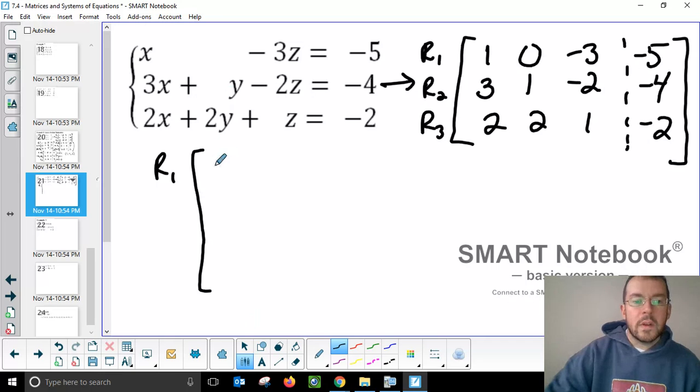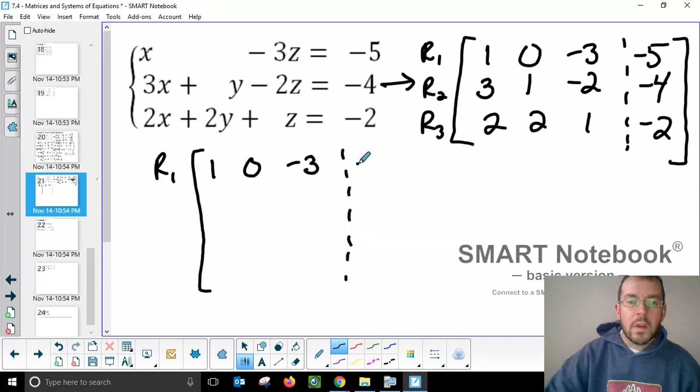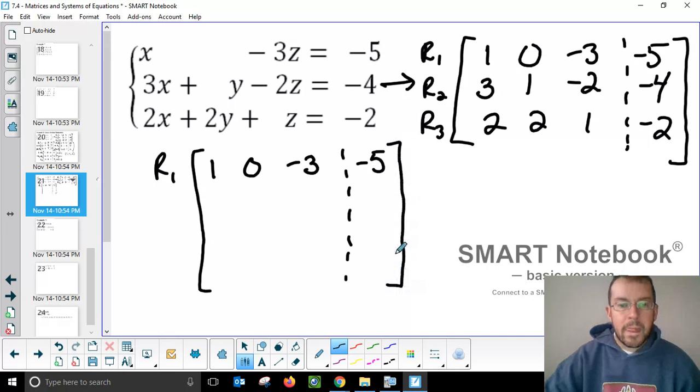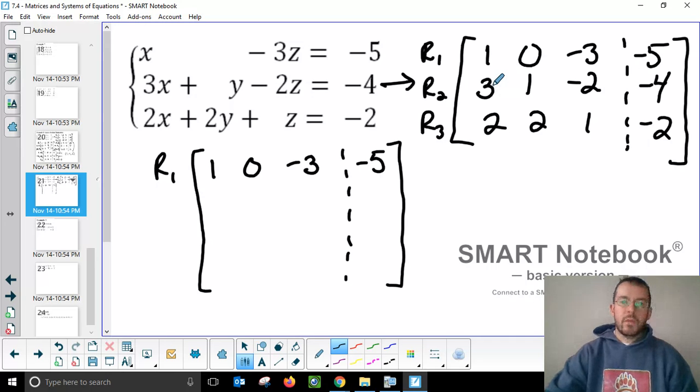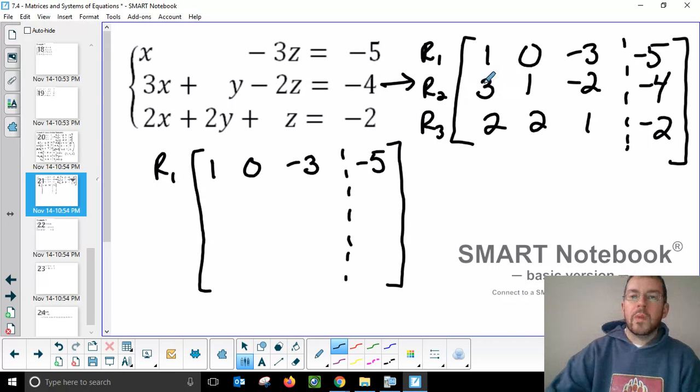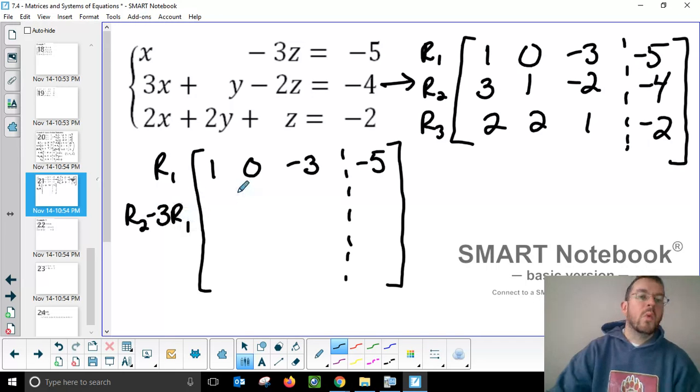All right, so we will have 1, 0, -3, -5. And I want this to be a 0. All right, so I'm going to, and again, I'm just kind of thinking ahead here. It doesn't really matter how you do it, but I'm going to say R2 minus 3 times row 1.